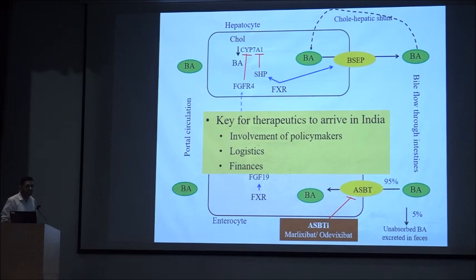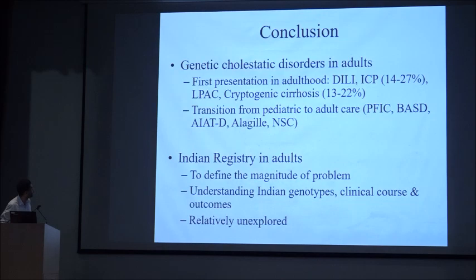Therapeutics, yes. Having an adult registry is key to therapeutics like this wonder drug ASBT inhibitor, which is not available in India. If we have more involvement from adult hepatologists, we can involve the policymakers, we can have the logistics, we can have the financial goals so that these drug companies come to India.